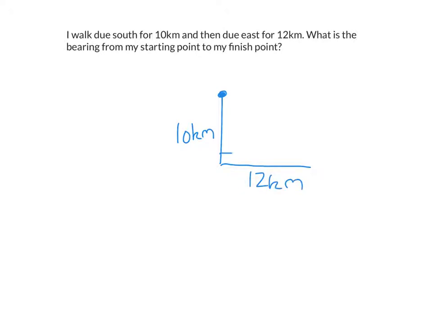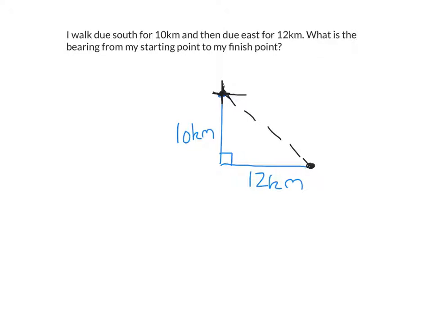So south and east are at right angles. So I want to know the bearing from my starting point to my finish point. So we make it into a right-angled triangle. So this is my starting point, so I can put a compass here. Now I want to know the bearing from this point to this point. So it says from my starting point to the finish point, so that means the compass is here. I'm looking at the bearing from here to here.